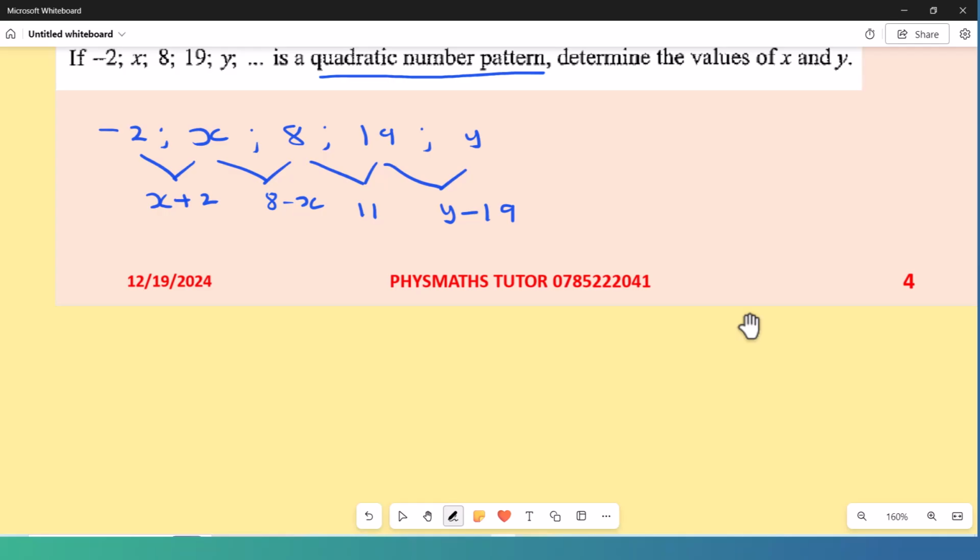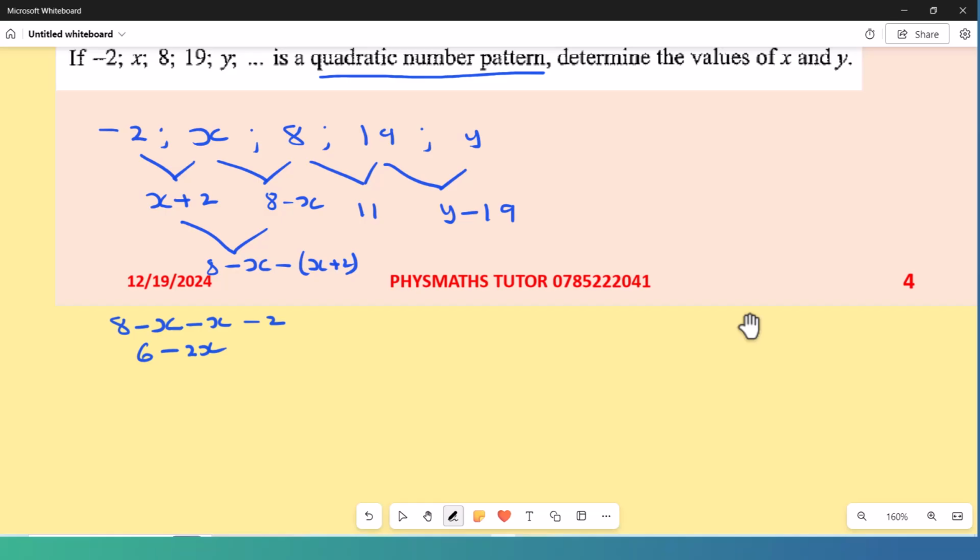So we're going to say this bracket: 8 minus x, minus (x plus 2). Minus x plus 2 is completed here. It gives us 8 minus x, then minus x again, and then minus 2. So what is 8 minus 2? It gives us 6. Then minus x minus x gives us minus 2x.